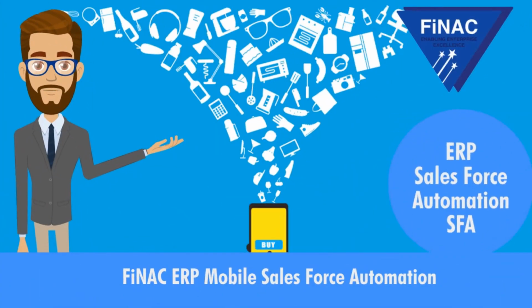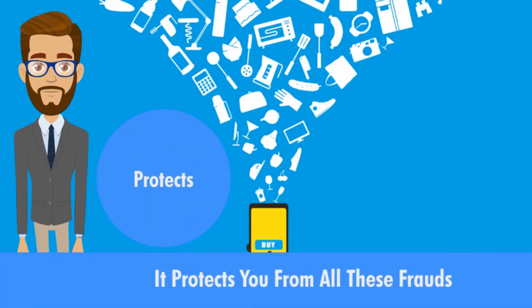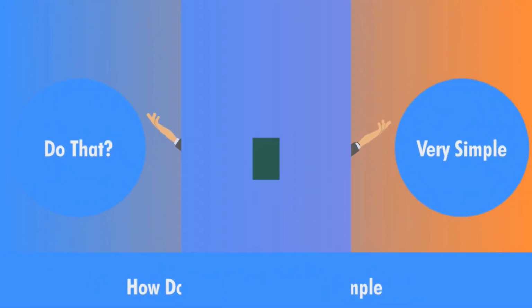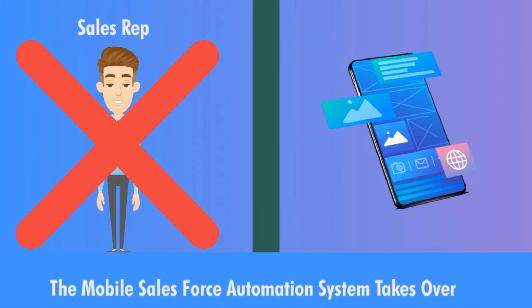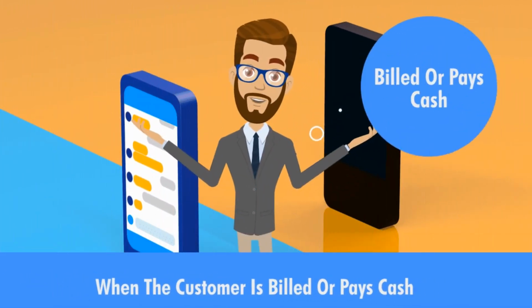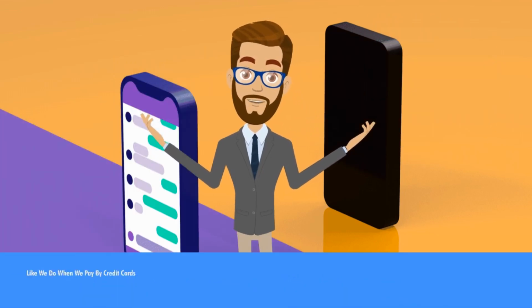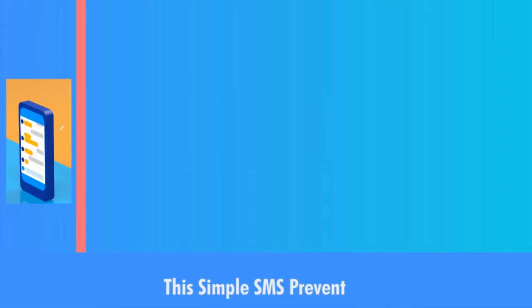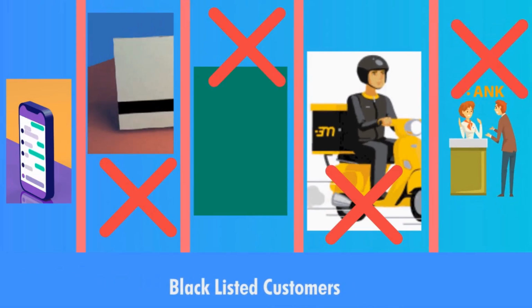Well, just use FiNAC ERP Mobile Salesforce Automation. It protects you from all these frauds. How does it do that? Very simple. The rep no longer is in control. The mobile Salesforce automation system takes over when the customer is billed or pays cash. The customer receives an SMS acknowledgement like we do when we pay by credit cards. This simple SMS prevents the dead man's ID, issuing the wife's check and delivering goods to grandma or blacklisted customers.